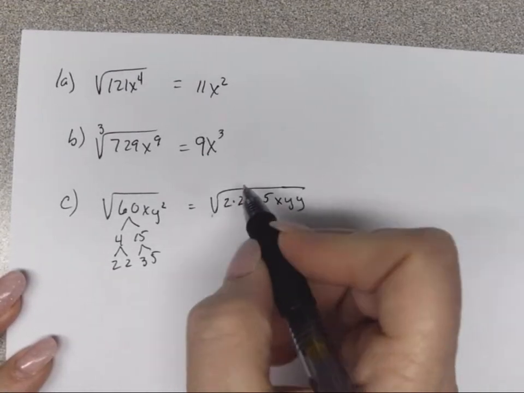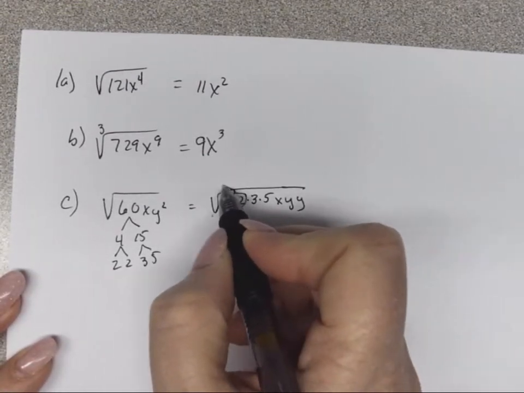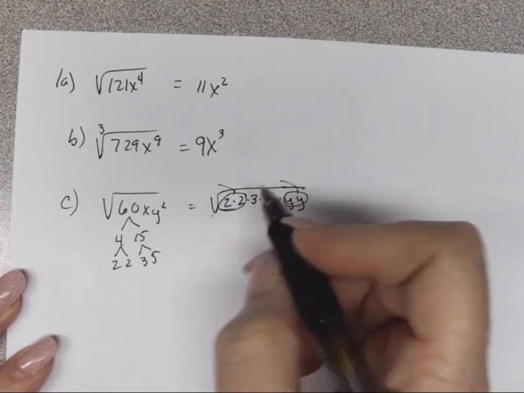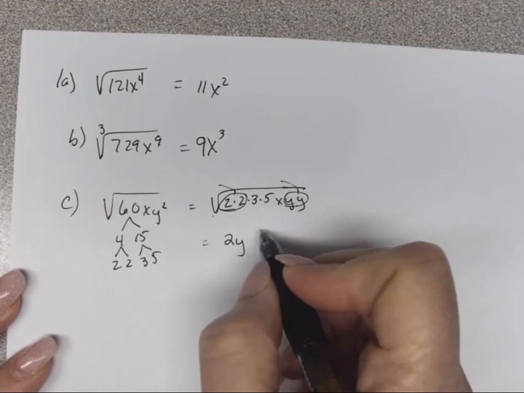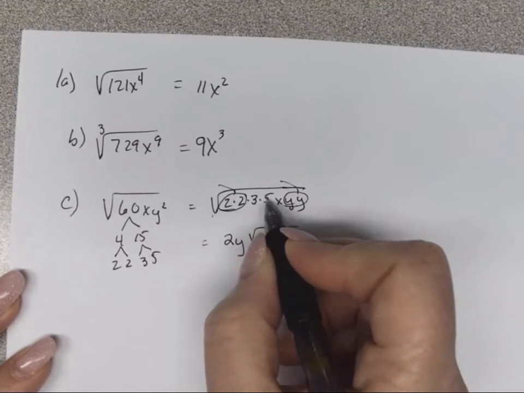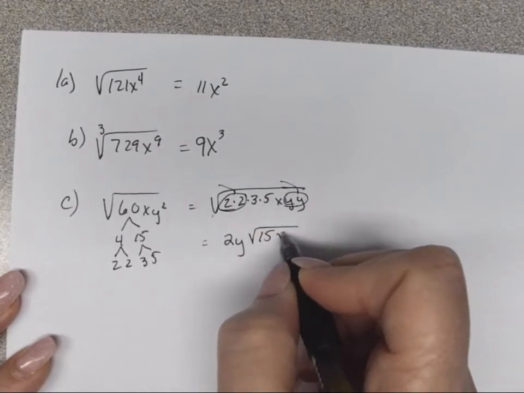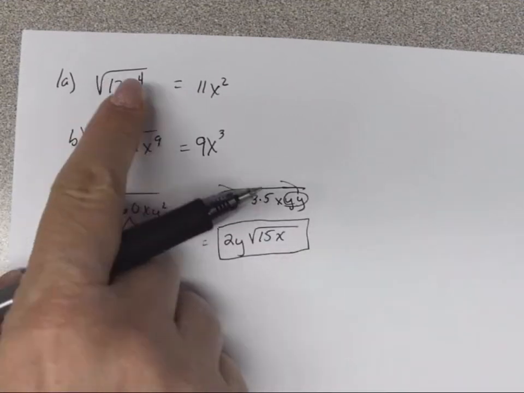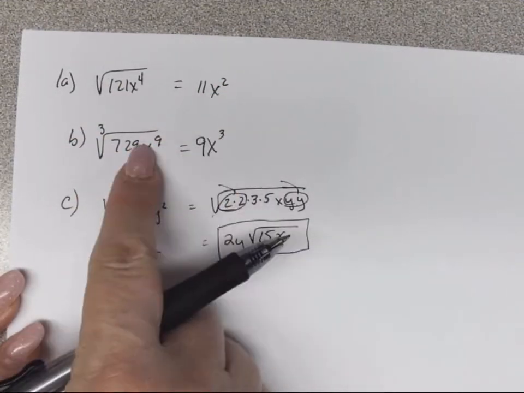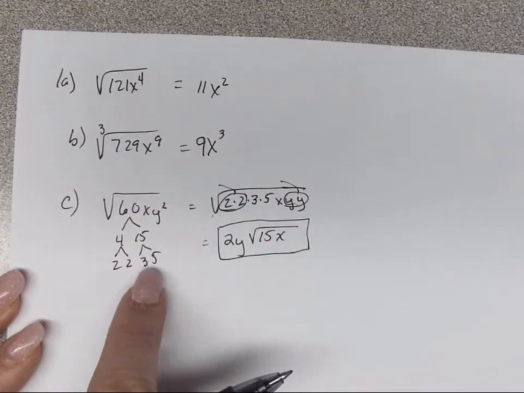All right, because it's a square root, we're looking for groups of 2 of a kind. So that gets me a 2 on the outside, a y on the outside, and I'm left with 3 times 5 is 15 and an x. So this would be your final answer. On these, you're okay just because they're perfect ones, but on this one, you're going to have to show work.